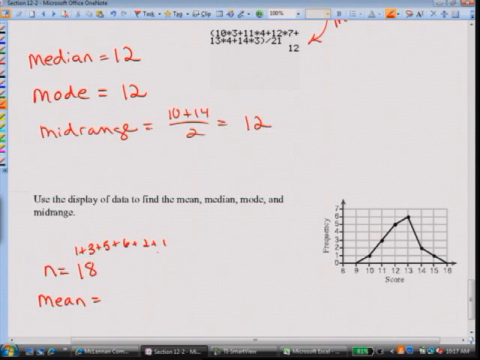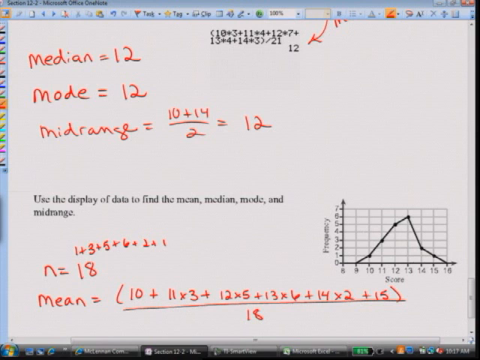All right, now to calculate the mean, the 10 occurs once. The 11 occurs 3 times, so you multiply 11 by 3. The 12 occurs 5 times. The 13 occurs 6 times. The 14 occurs 2 times, and the 15 occurs once. And you're going to divide that by the total number of data points that you have, which is the 18.